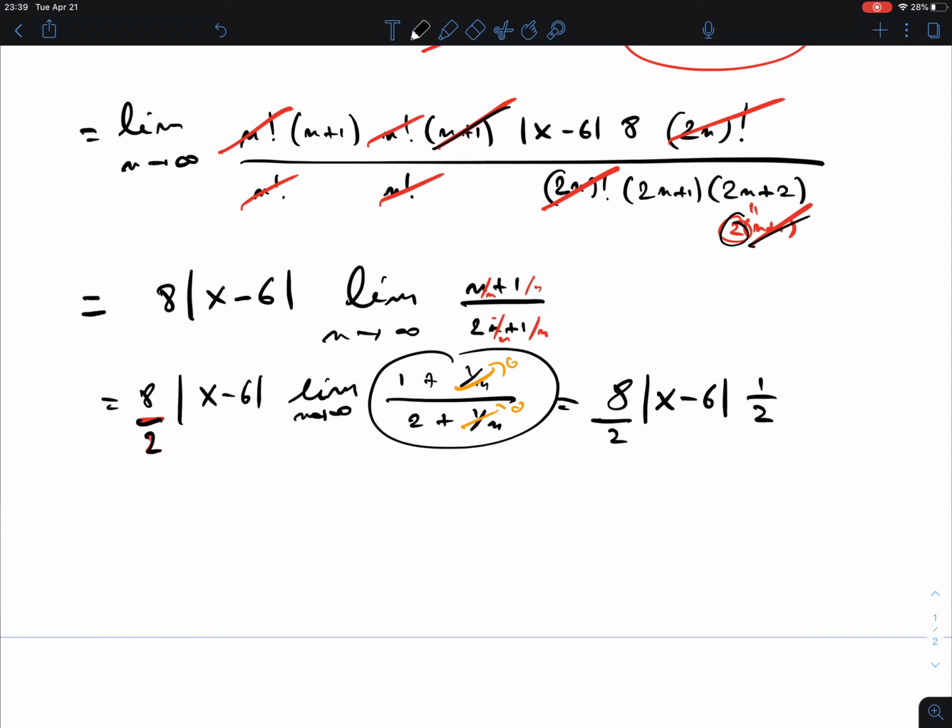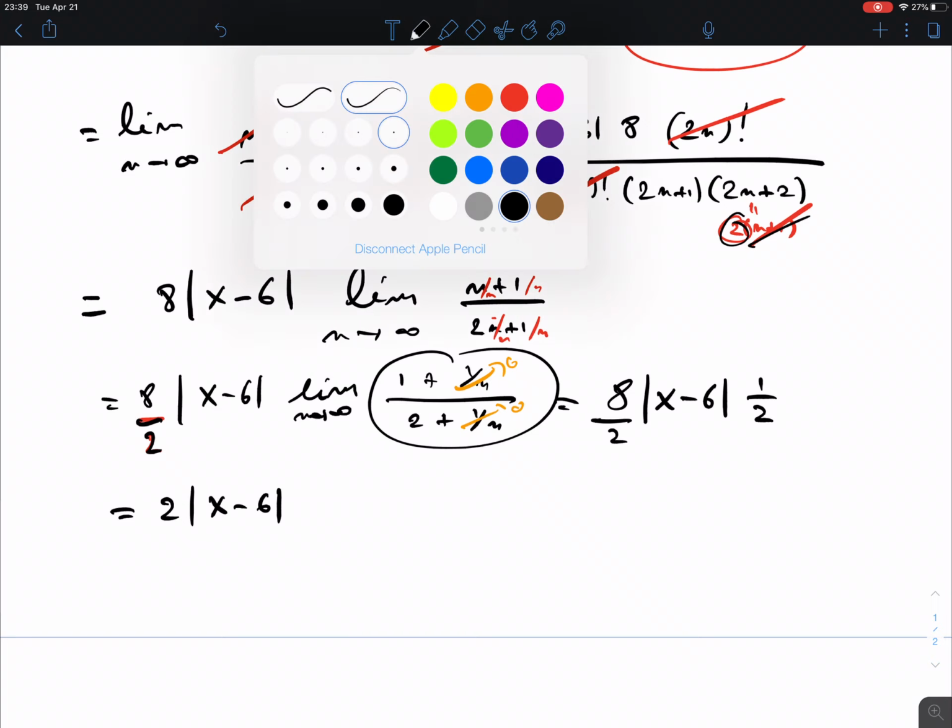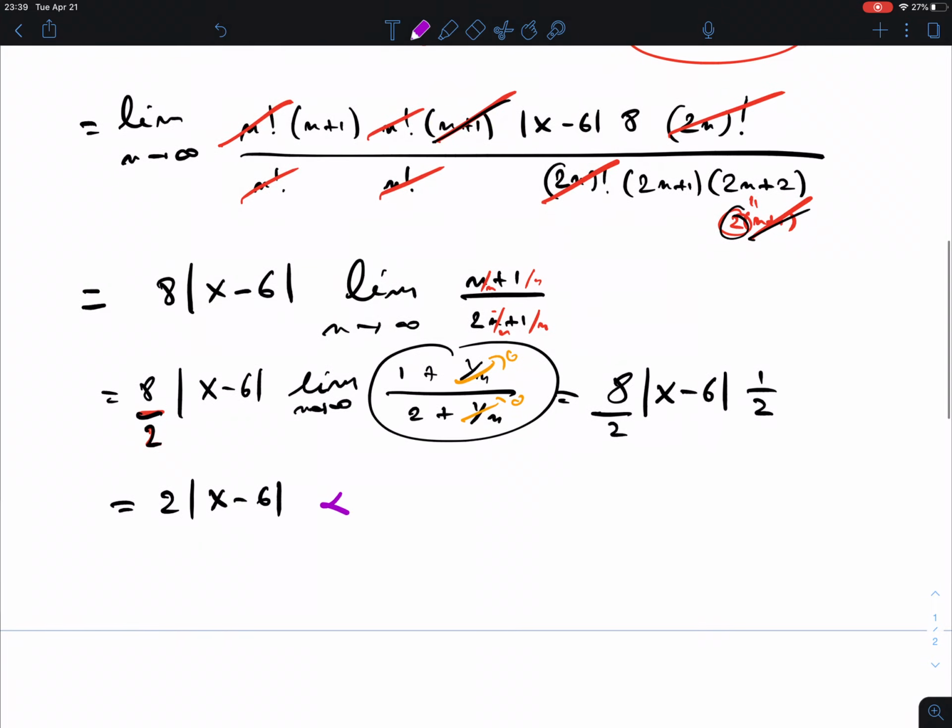Okay, now let me write it, simplify this first. Divide by 2, so we have 2 times x minus 6. So now we say that this has to be less than 1, and we solve for x minus 6. In this particular case, this means we have to divide by 2. So we get the absolute value of x minus 6 is less than a half. And therefore, this is the radius of convergence.